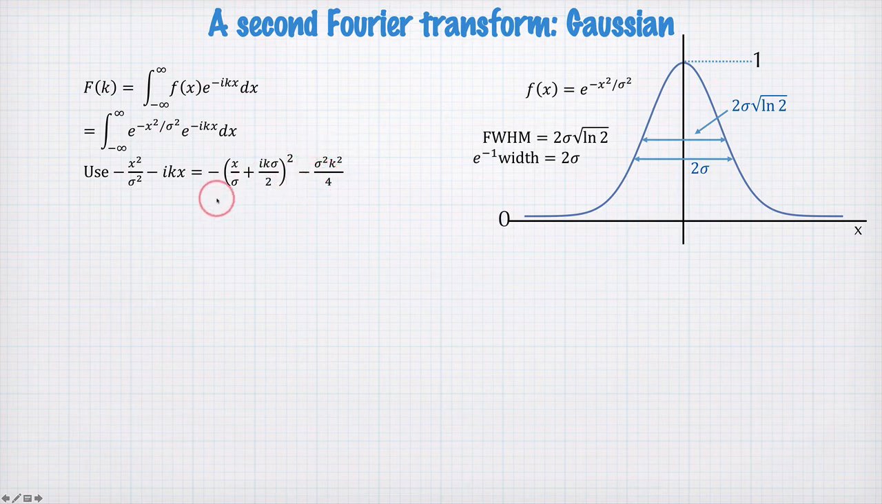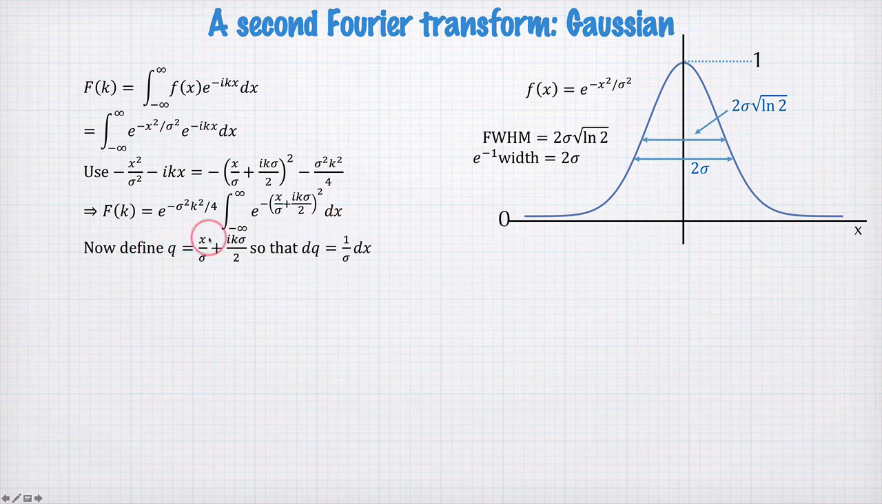So when we write e to the power of all of this stuff, this can become a factor that we can bring out the front of the integral because it doesn't depend on x, so it doesn't need to be in the integral. Now our integral is e to the negative something in brackets squared. We can do a change of variable.